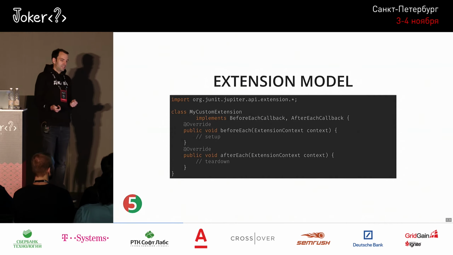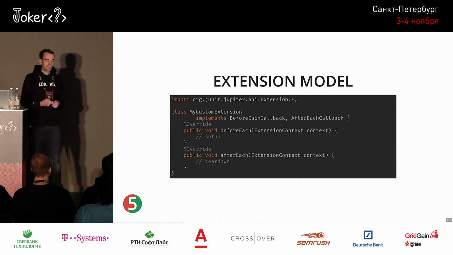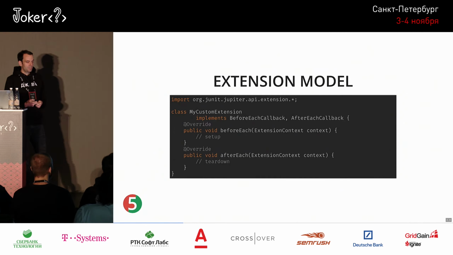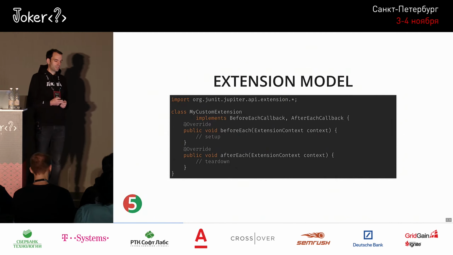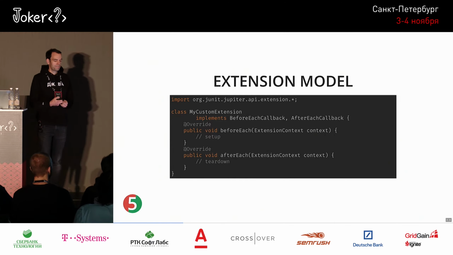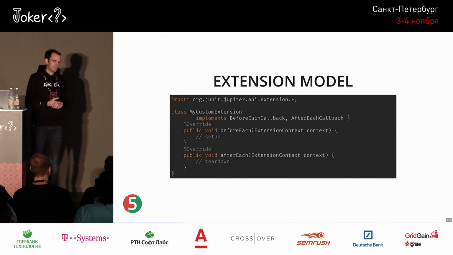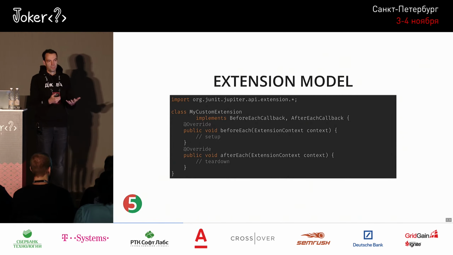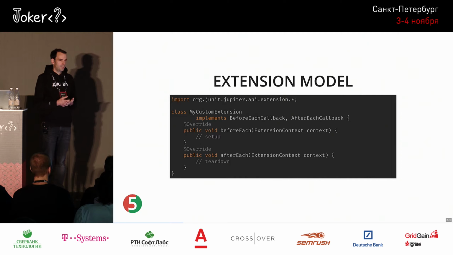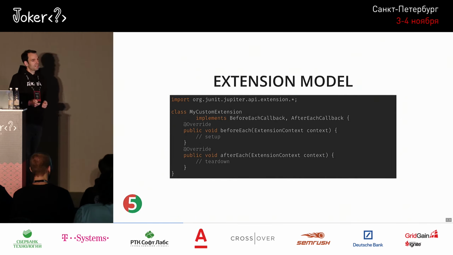The extension model, on the other hand: all the classes that you need there are in the extension package, so org.junit.jupiter.api.extension. In this case, we implement 2 interfaces in our custom extension here, the BeforeEachCallback and the AfterEachCallback. Each interface has 1 method, so we have to implement 2 methods in order to implement our extension. There are multiple interfaces you can choose from, and we will see a couple of those in the remaining talk.